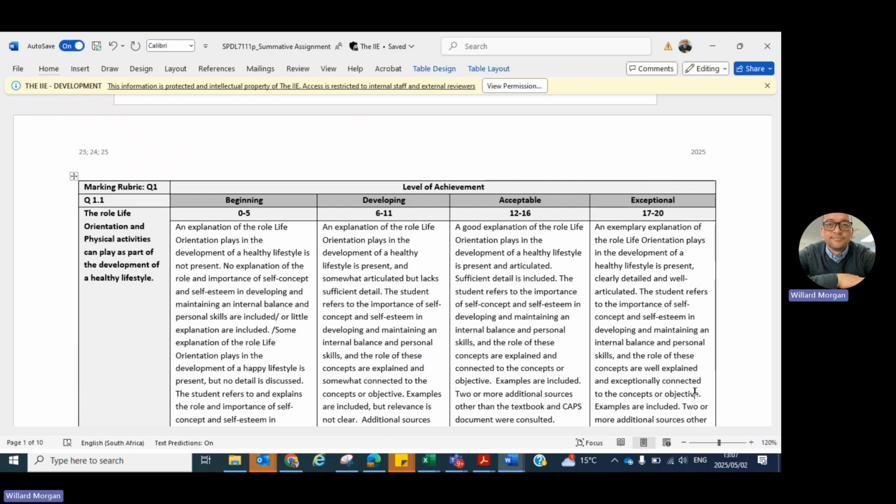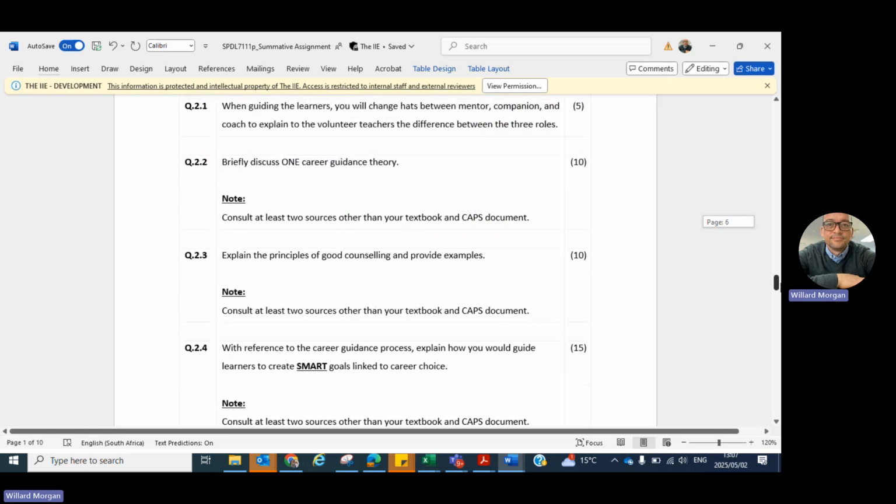and then your understanding of it mixed into either the same sentence or it becomes two sentences. If you've ever done any writing, you make your point, you link your point to a theory, or you use your theory to make a point, and then a practical example. So you'll see examples are included. That is my recipe, especially for question two, when it says discuss one career guidance theory, or explain the principles of good counseling and provide examples.